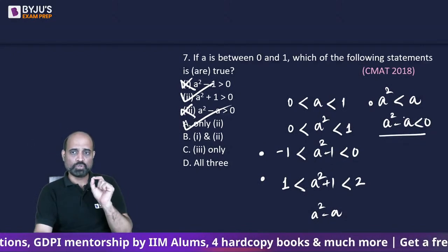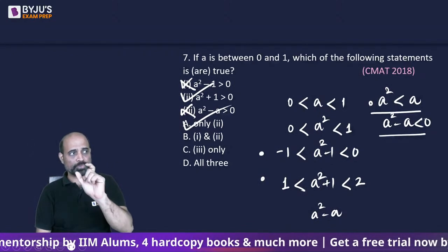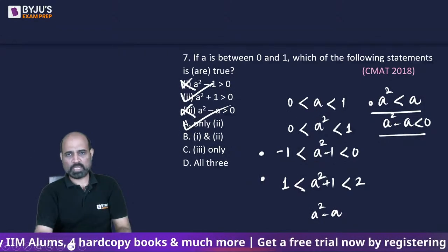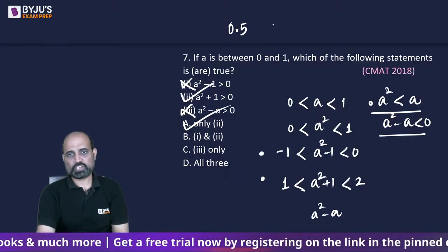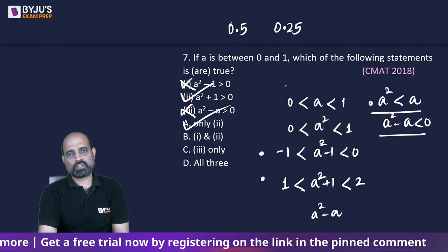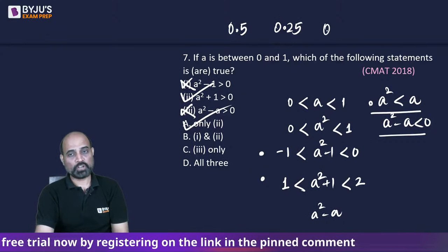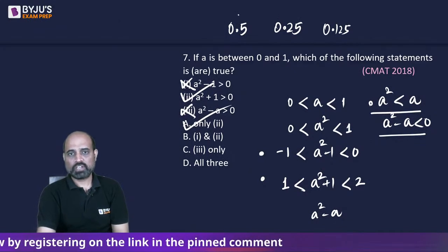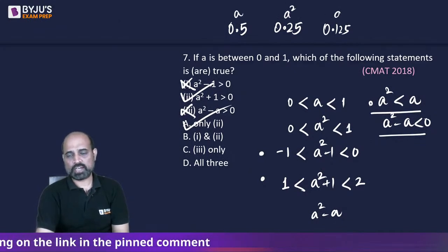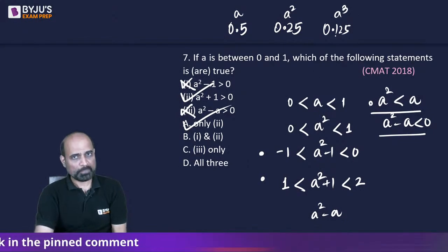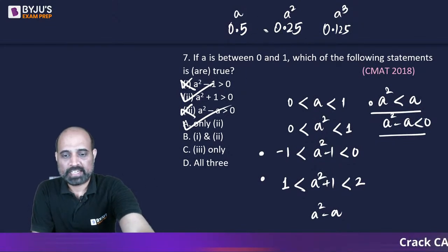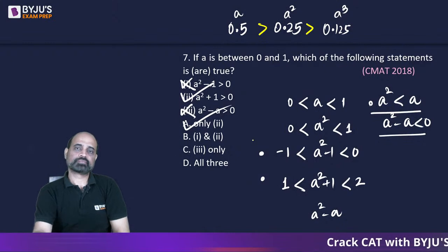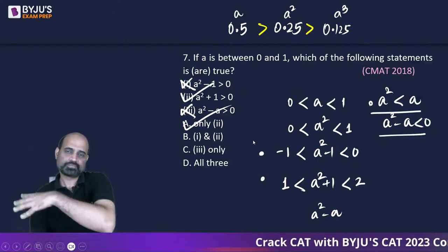I hope you guys do know that when you take a value between 0 and 1, suppose I took 0.5, then you took its square. The square of 0.5 is 0.25. If you cube it, you get 0.125 and so on. So if this is A, this one is A square and this one is A cube. What happens between 0 and 1 is, the more power you give, the values start decreasing, and it will keep getting smaller.